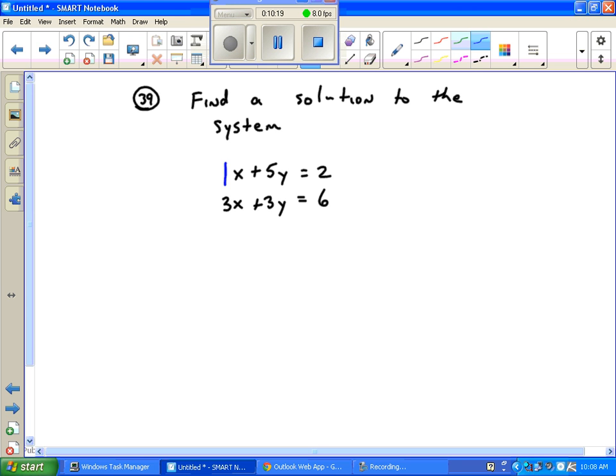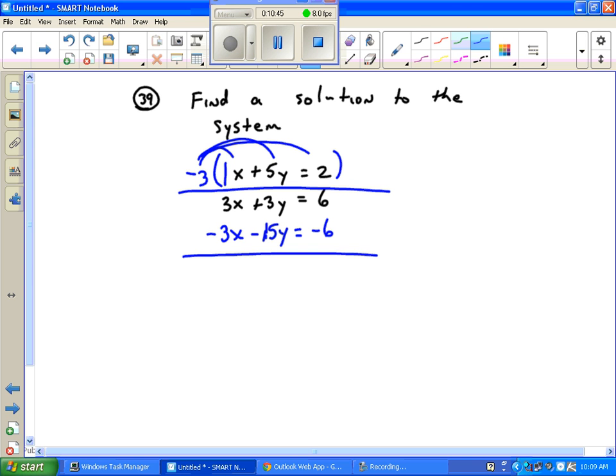This is 1 as a coefficient. We can multiply 1 by -3, and it'll become the opposite of the 3x that's below it. So if we take this equation here and multiply it by -3, -3 times 1 gives us -3x. You got to do it to everything, though. -3 times 5y is -15y. And -3 times 2 is -6. So now we have these two equations we're dealing with, but notice we have opposite terms, 3x and -3x.